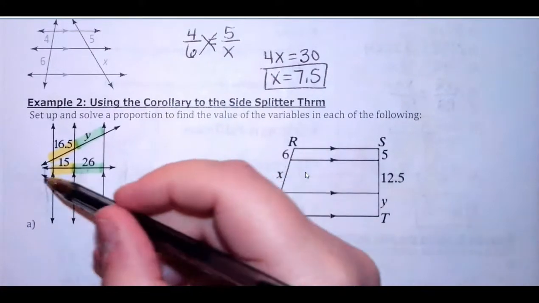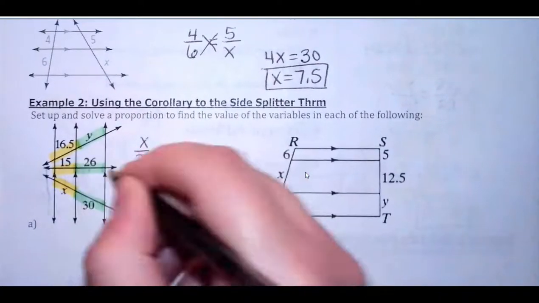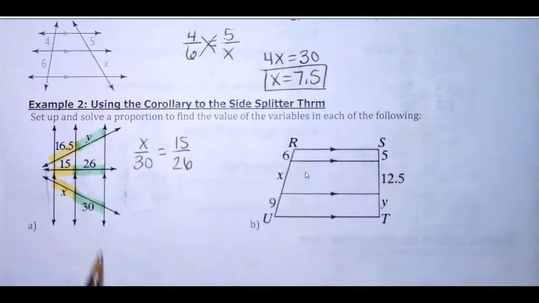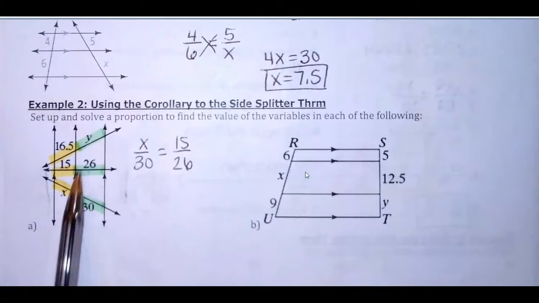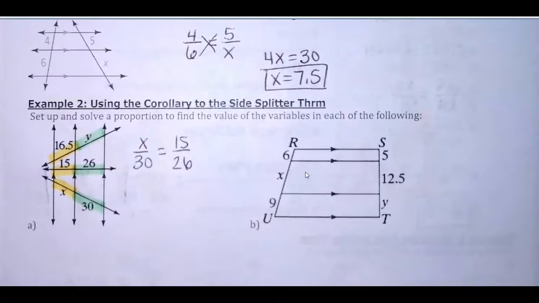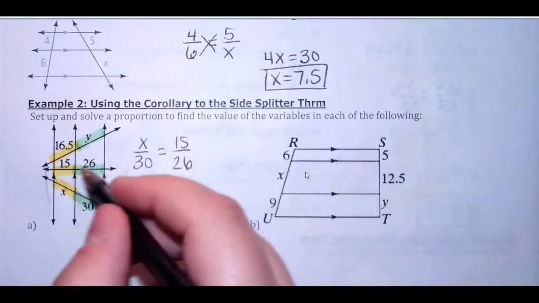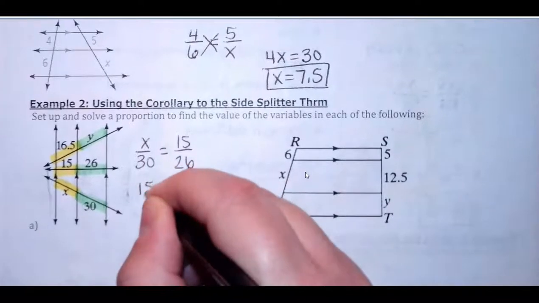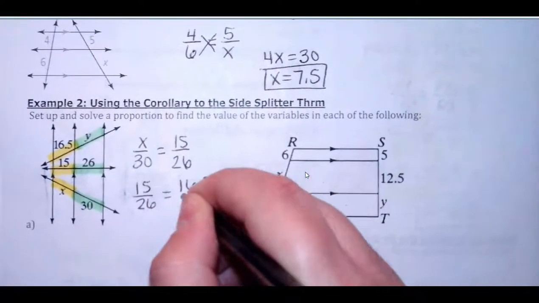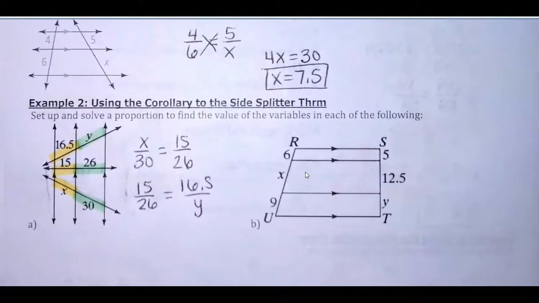So right down this line here, I could do x over 30, and then equals 15 over 26. See how in my proportion the 30 and the 26 are lined up in the same part, the x and the 15 are lined up in the same part. If I was going to find y there, I would just use the 15 and the 26. Again, 15 over 26 has to be in proportion to 16.5 over y. And so for both of these, we could just cross multiply.